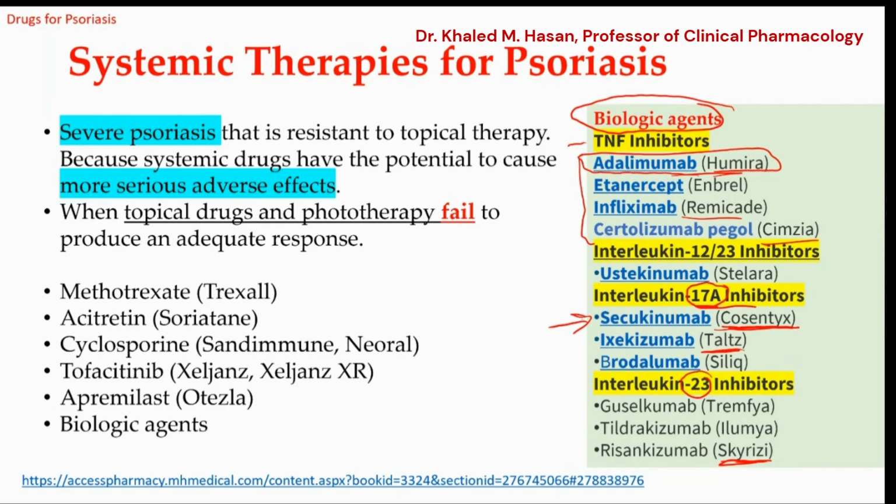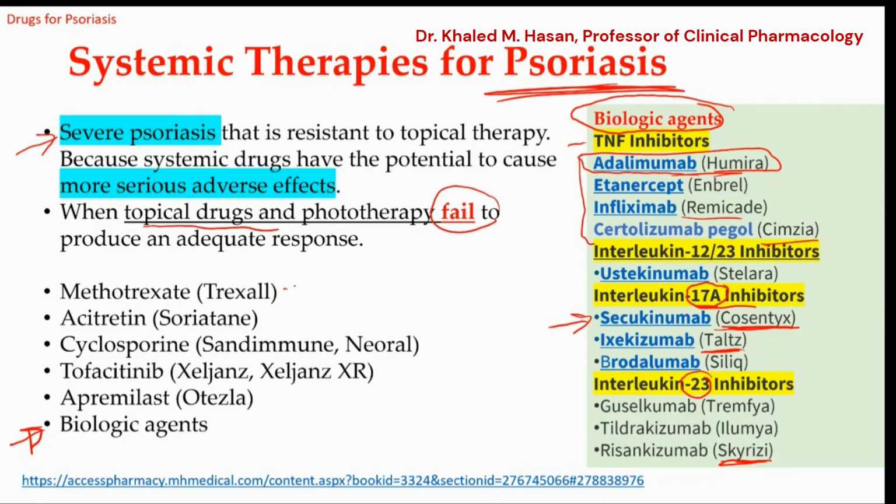Okay, we're done with the biologicals. So we can use biologicals. You can see it here. Biological treatment is on the table for patients with psoriasis. On the table, not first choice. Okay. Again, severe. We use it for severe psoriasis, number one. For patients with a failed response to the topical treatment. This is another case. What we have here for psoriasis.